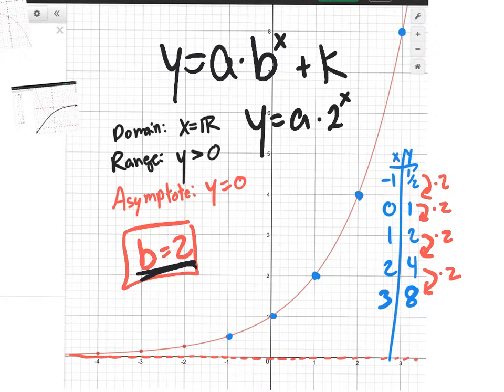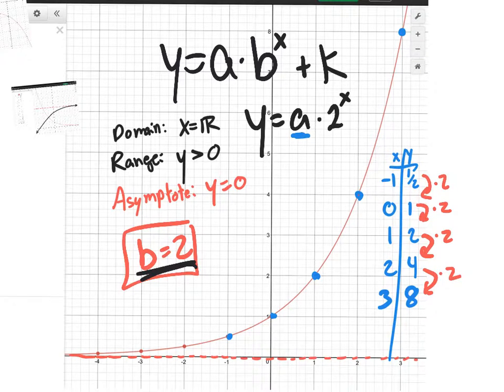Now what is plus k? The k is the asymptote, remember? What's the asymptote? 0. So do I need to put plus 0? Not really. I don't need to put plus 0. The only thing missing is the a value. I need to find that a value.